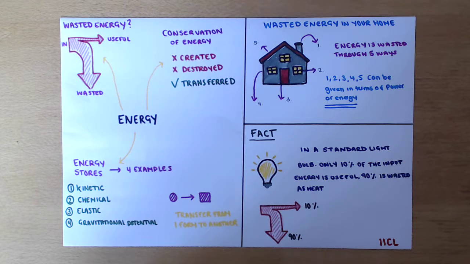I'm going to leave you guys on a fact. So this is kind of a sad fact in the sense that in a standard light bulb, only 10% of the input energy is useful. 90% is wasted as heat. So using this diagram here, we can see that only 10% is useful and 90% is wasted for the input energy. So yeah, that's why you have energy saving light bulbs.